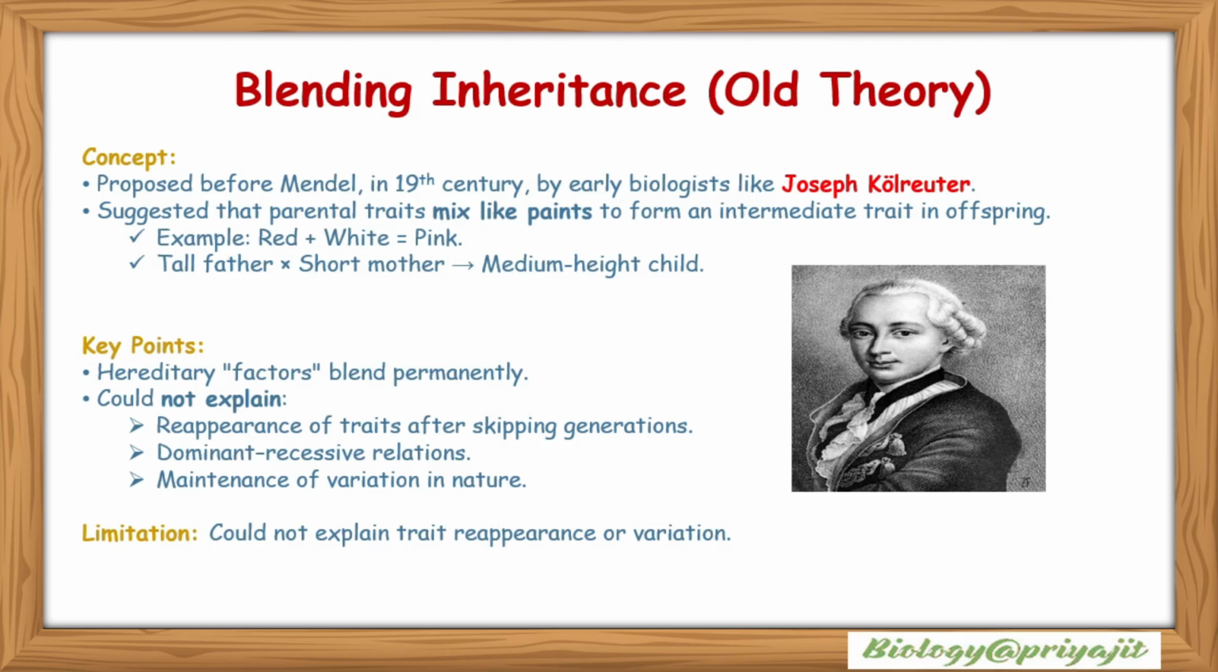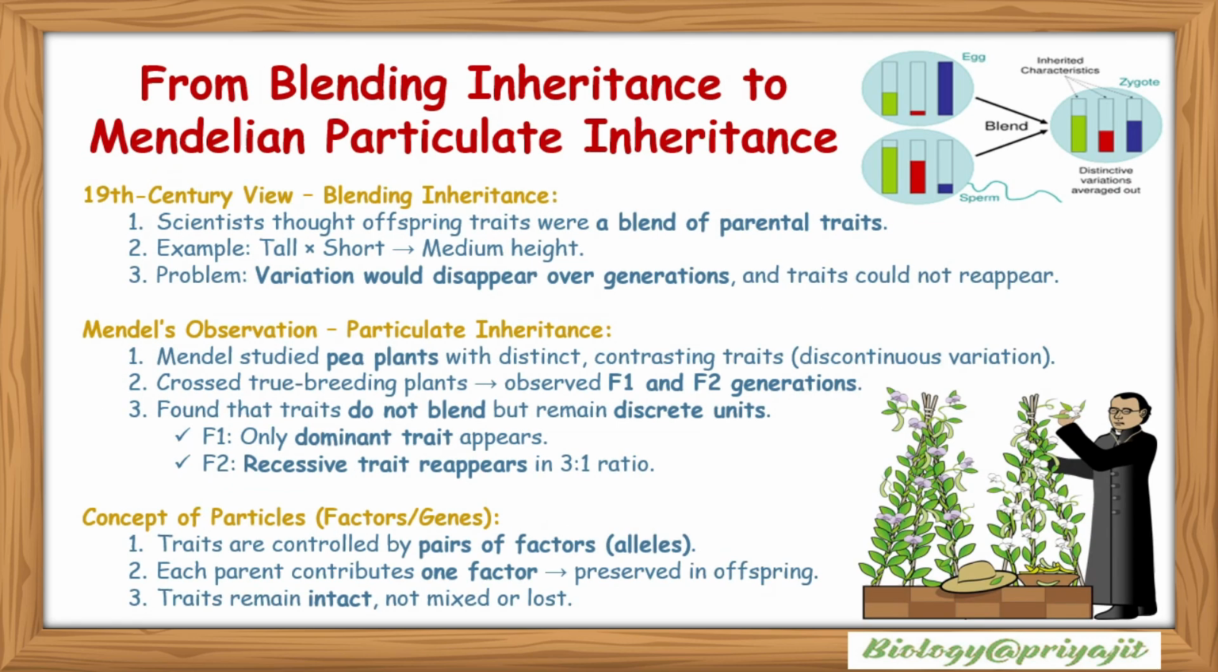So the key point is that the hereditary factors blend permanently, and this theory couldn't explain reappearance of traits after skipping generations, dominant recessive relationship and maintenance of variation in nature. The limitation: it couldn't explain the trait reappearance or variation. From blending inheritance to Mendelian particulate inheritance.